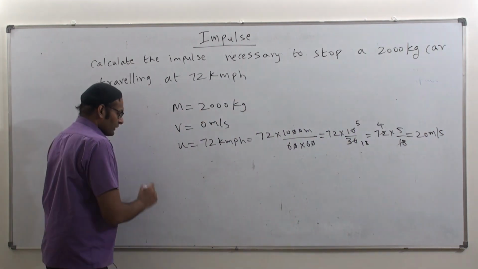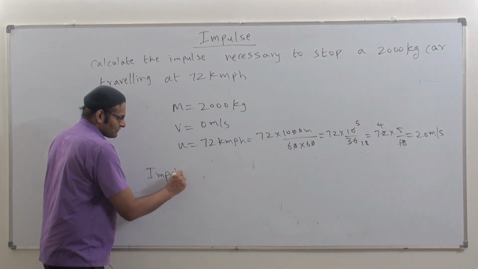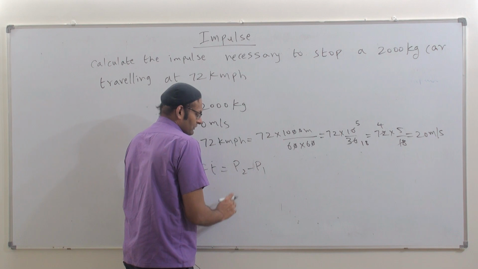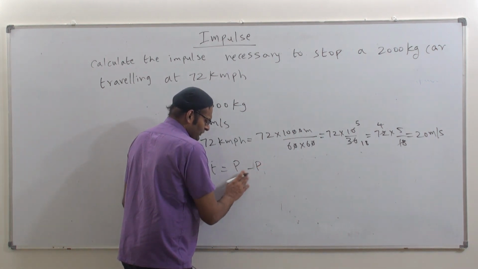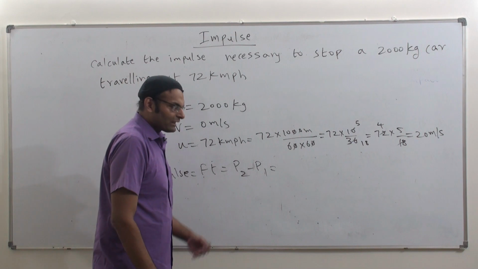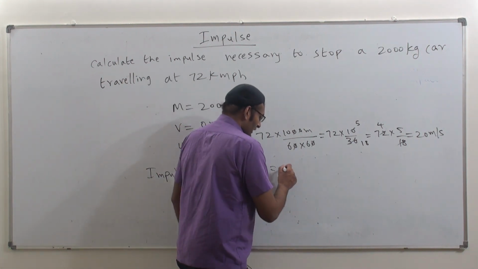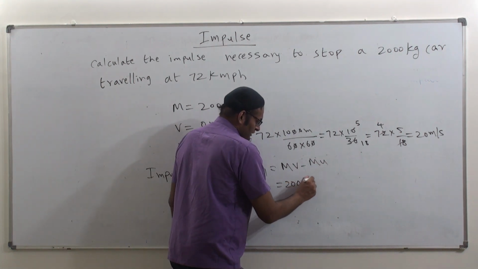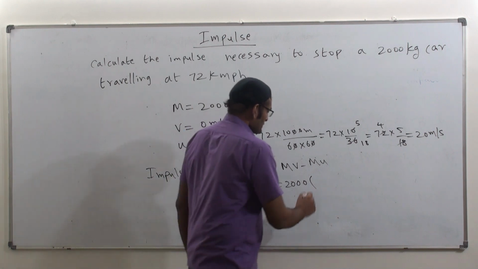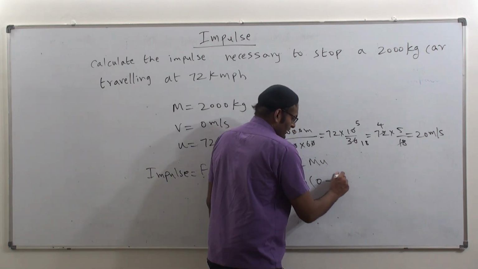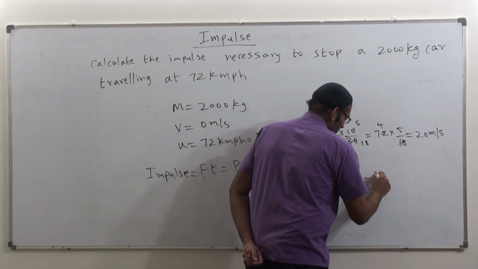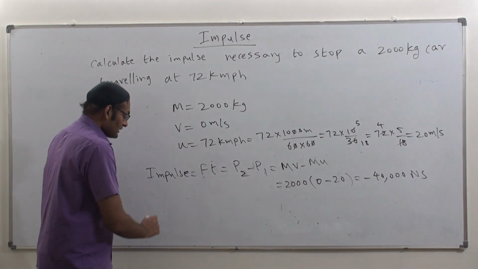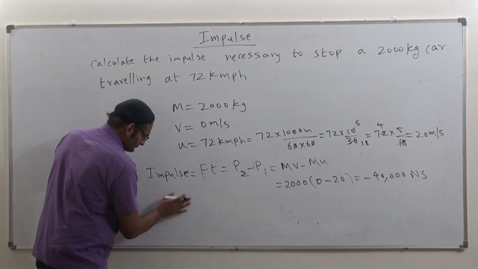So what is the impulse? How do you calculate it? What is the formula? Impulse is equal to F into T is equal to P2 minus P1, where P2 is the final momentum and P1 is the initial momentum. You can write this as MV minus MU. M is 2000, V is the final velocity, which is 0, and U is 20. This turns out to be minus 40,000 Newton second. Why do I take this minus? Minus gives the retardation effect.